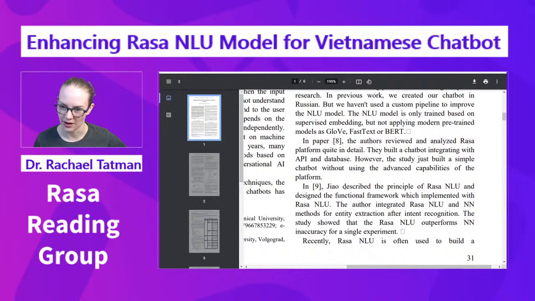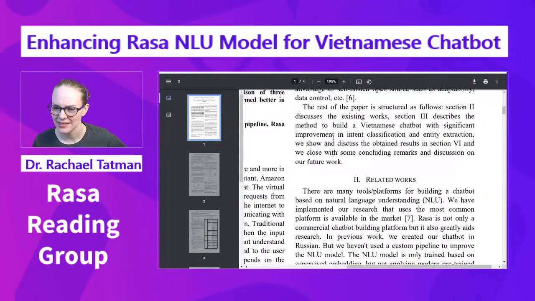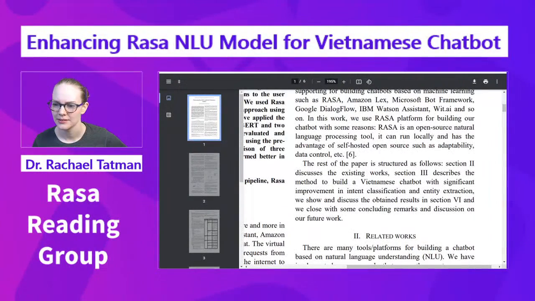In this paper, Jiao describes the principles of Rasa NLU and is that the section we were in? No, this is the section we were in. I was like, I don't remember reading that paragraph. The rest of this paper is structured as follows. Section 2 discusses the existing works. Thank you. I love the related works at the beginning. Section 3 describes the method to build a Vietnamese chatbot with significant improvement in intent classification and entity extraction. We show and discuss the obtained results in section 6, and we close with some concluding remarks and discussion on our future work. Thank you, Jack.